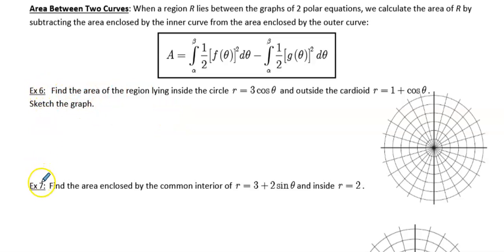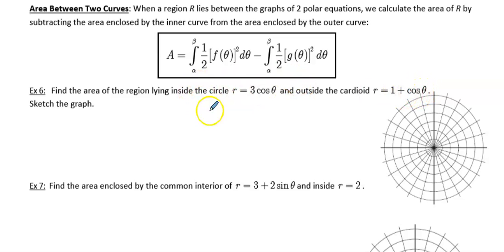And then there will be a problem where you will have to find the area that's a common interior to both the functions. So we're going to start with actually example number 6, where it says find the area of the region lying inside the circle r equals 3 cosine of theta and outside the cardioid of r equals 1 plus cosine of theta.